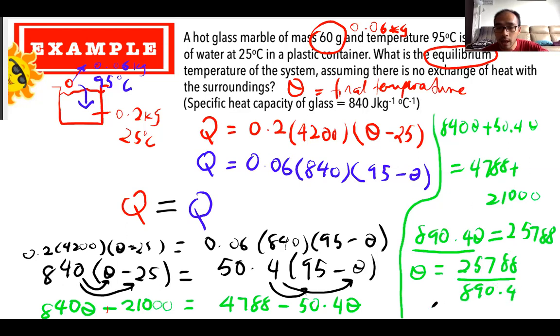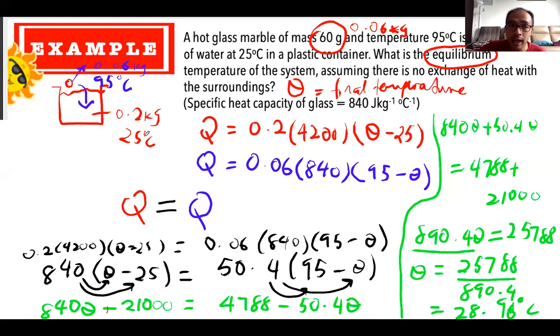So, ta-da, how much is our final temperature? Remember, both the glass marble and the water will reach the equilibrium temperature. What's our final answer? 28.96. So 28.96 degrees Celsius. Oh dear, my writing. Just double checking. All right, very good, 28.96.